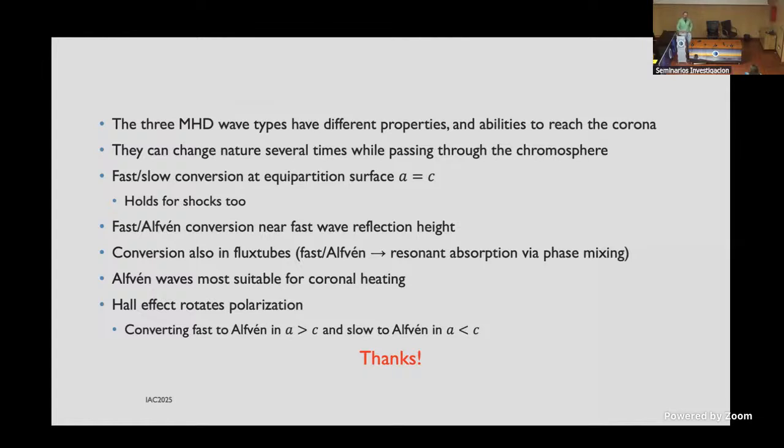The most important thing is that they change nature several times in moving up through the atmosphere. You can go from acoustic to magnetic fast wave to Alfvén, and then get through to the corona. So that's something that we really didn't know 20 years ago.